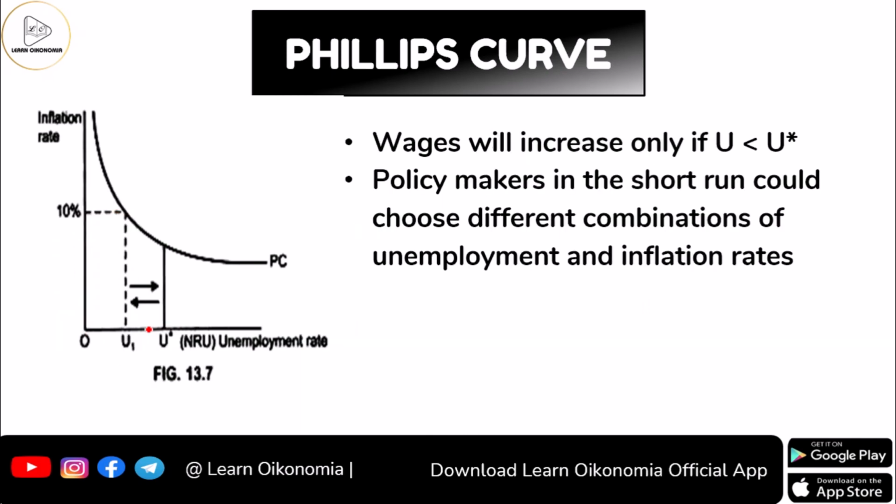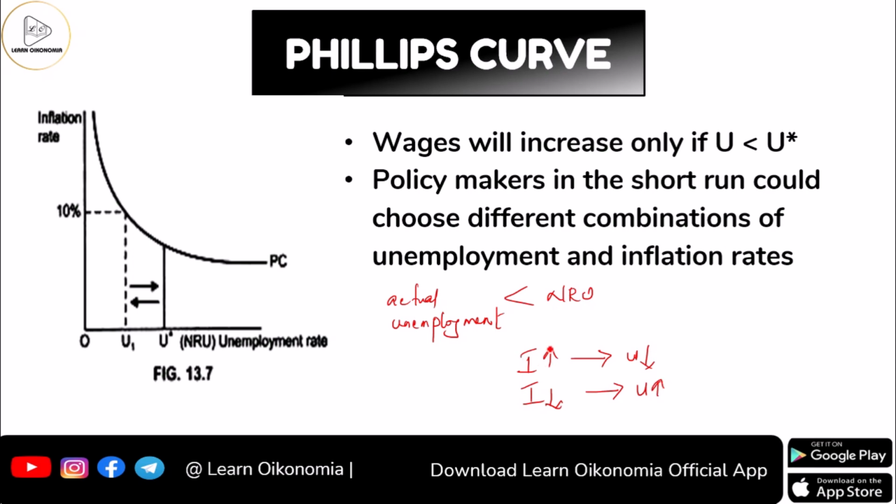Now, as we have already told, wage can increase only if the actual unemployment is less than NRU. And always the policy makers should find a balance between inflation and unemployment rate in the economy, because whenever inflation increases, unemployment falls. We know that, and whenever inflation falls, this can happen only by increasing unemployment.